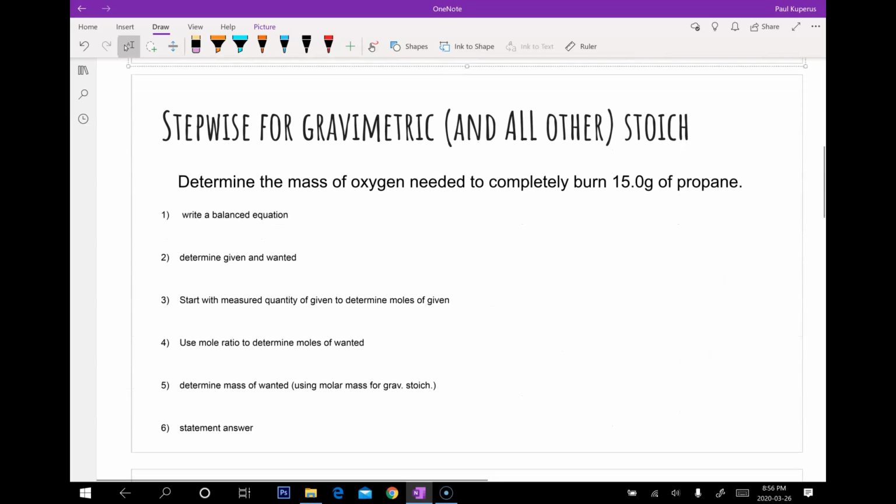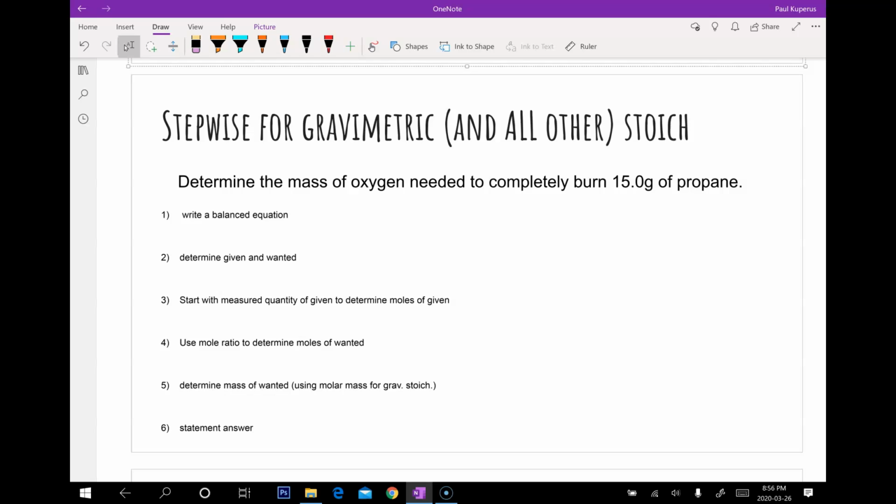The steps for gravimetric stoich and all other stoichiometry are all the same. There's just some variation in how we solve for our wanted information. And so really, if you get in the habit of practicing the same way, it becomes very, very easy. So step number 1 is writing the balanced chemical equation. We're going to do this for the reaction between oxygen and propane.